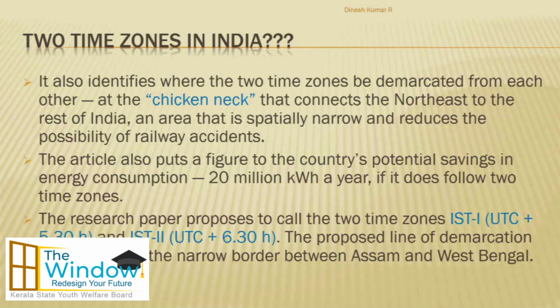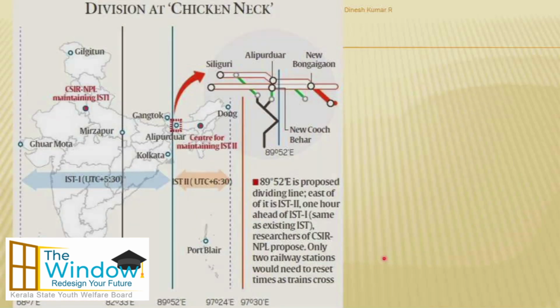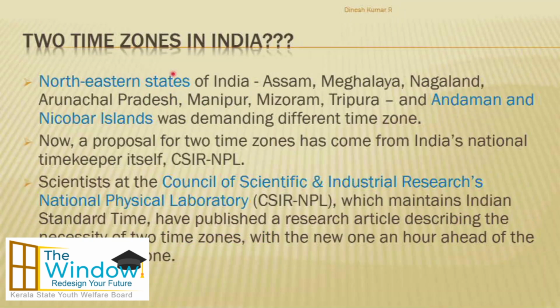Okay, and this proposed line will pass through a narrow border between Assam and West Bengal. That is, in this figure you can see this area, and this area is a small boundary; this side is Assam, this side is West Bengal. So it will pass through the border, so it will not create too much difficulty. That is what CSIR has recommended. Now let us continue from here.